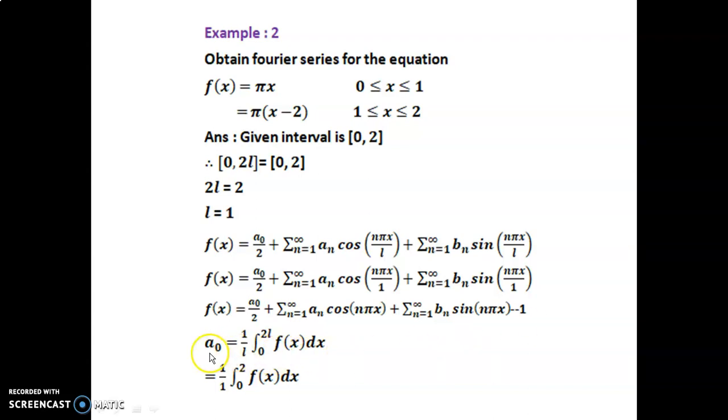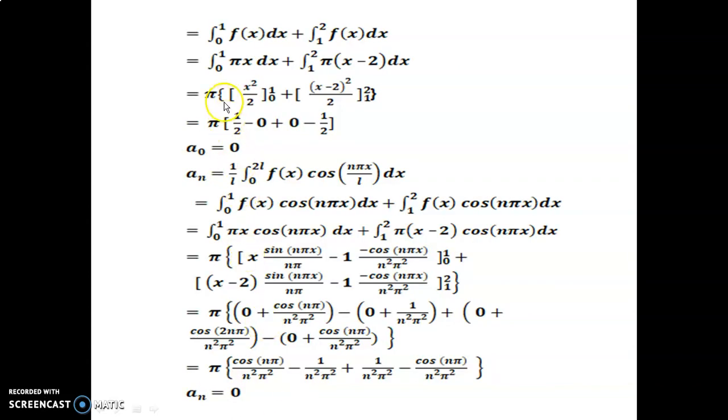So the first Fourier coefficient a0 equal to 1 upon l, integral 0 to 2l f of x dx. Here l equal to 1, so 1 upon 1, and the range is given. The range starts from 0, so the lower limit is 0 and the upper limit is 2, f of x dx. Now 0 to 2 is divided into two parts, 0 to 1 and 1 to 2, according to the given range. For the range 0 to 1, f of x is pi x. For the range 1 to 2, f of x is pi into x minus 2.